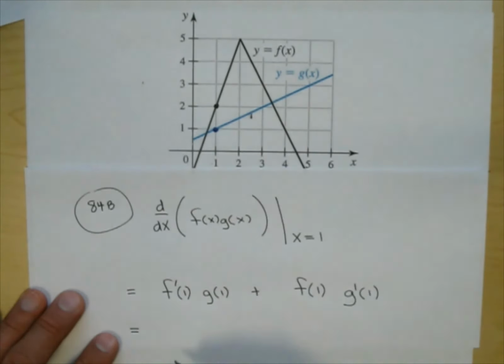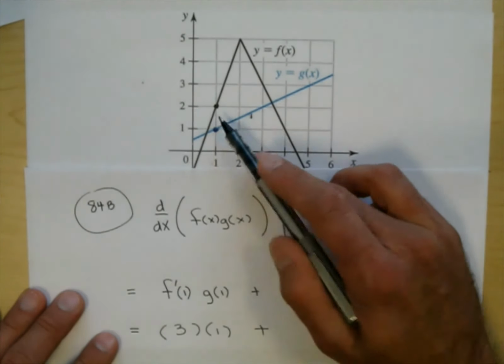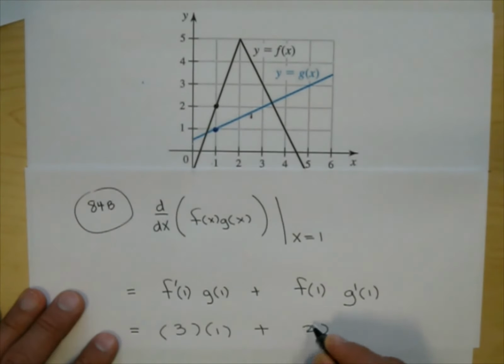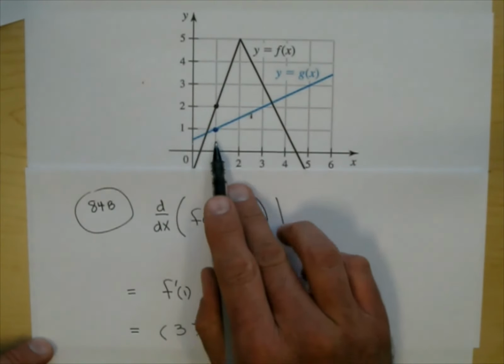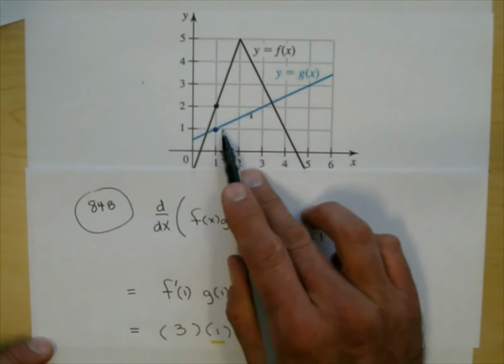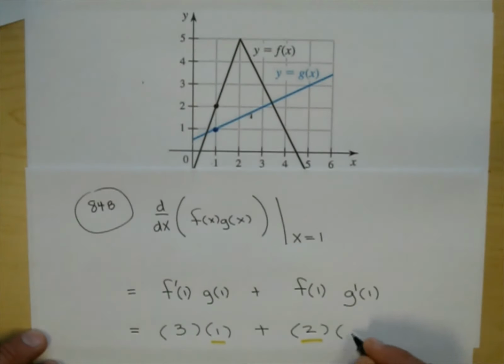So f prime of 1, we already went over this actually. F prime of 1 is 3. And g of 1 is 1. Plus f of 1 is 2. So these guys right here are not slopes. They are just evaluating the graph. The primes are slopes. So g prime of 1, so at x equals 1, the slope of that at 1 is 1/2.